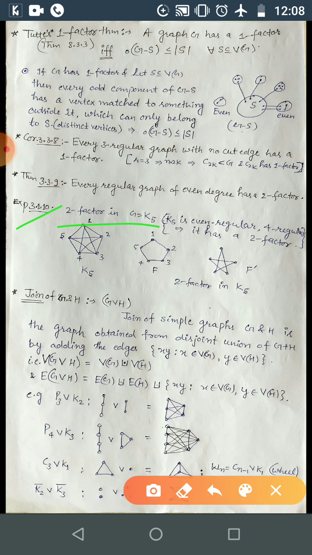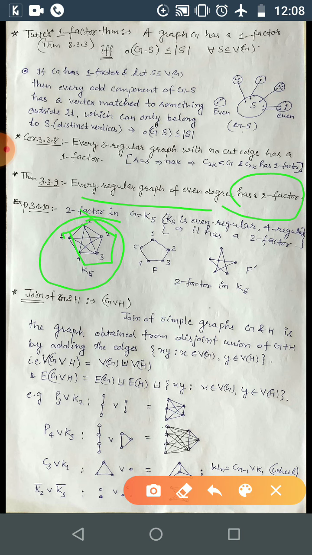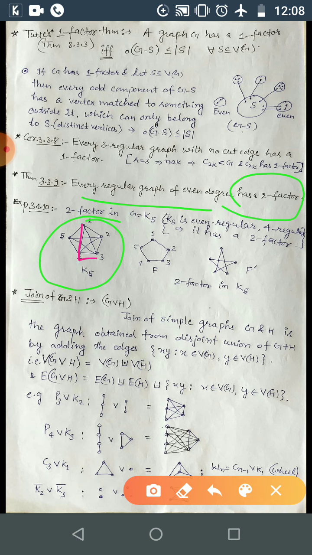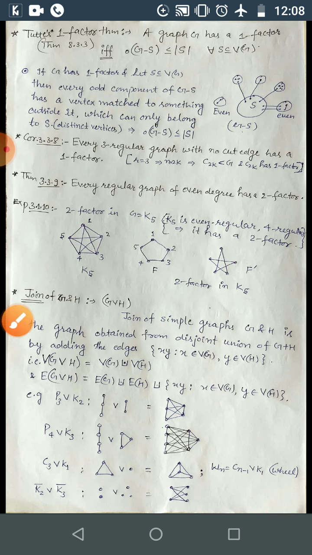So K5 is even regular, correct. K5 is 4-regular, obviously. So by this theorem it has a 2-factor, correct. So here is the K5. You can just take one factor as the outer C5, and another factor as the inside C5. This part will form a C5, and that C5 part will form a 2-factor, a 2-regular spanning subgraph. So that is done, correct. That is up to this one.